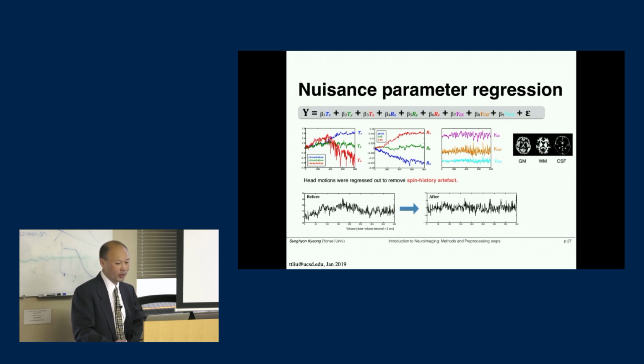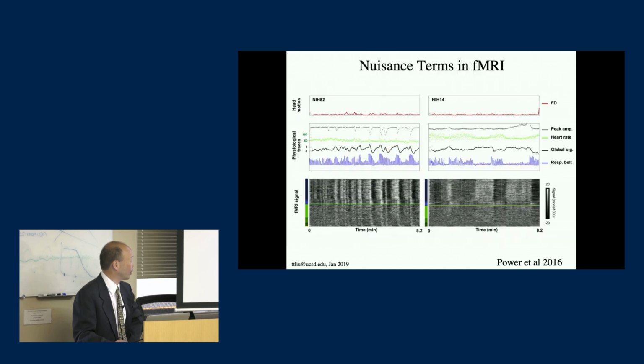So certainly motion regressors are commonly used. Other regressors that might be used are things like heart rate or heart rate variability. Respiratory activity is used quite a bit. And here are some motion regressors. And there is this thing called the global signal, which is shown here in black, which we're going to spend quite a bit more time talking about.